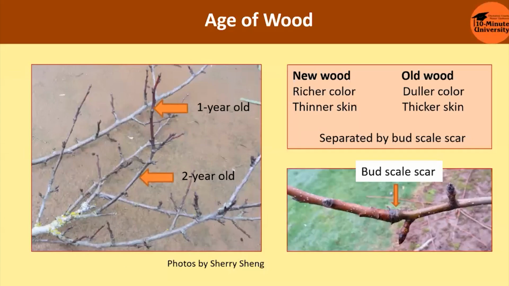So here is a homework assignment. On your fruit tree, look for the shoot, the spur, and the bud scale scar. Get acquainted with the fruiting parts and the foliage part on your tree and their age. Now, if your tree is a peach, nectarine, persimmon, or fig, they don't have spurs, they only have shoots.